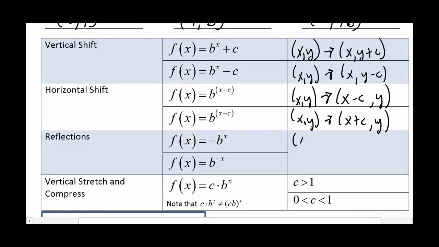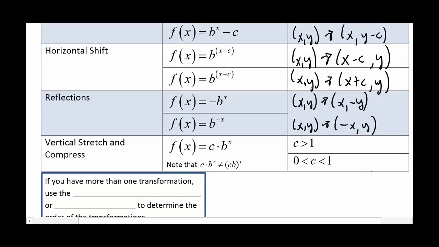Reflections. Okay, if the negative is on the outside, what does the outside change? That changes y values. If it's on the inside of the function, that changes x values. And if we are multiplying on the outside, that means we are going to multiply the y values by whatever that number is.